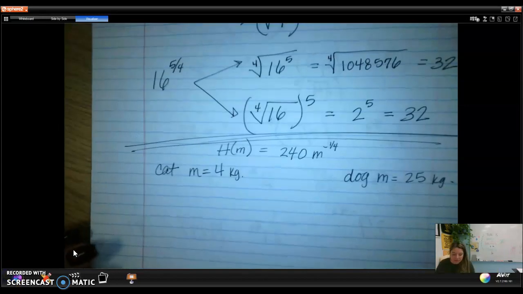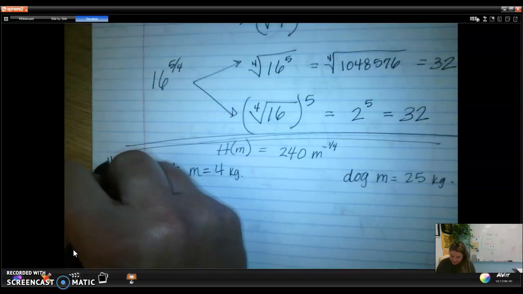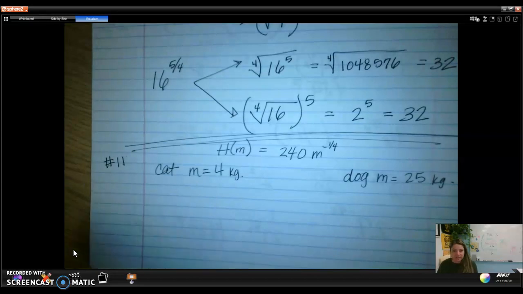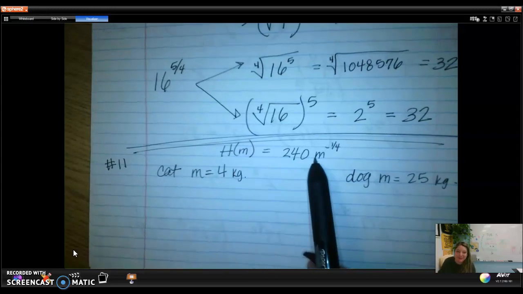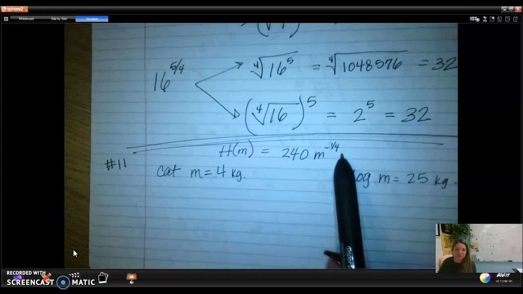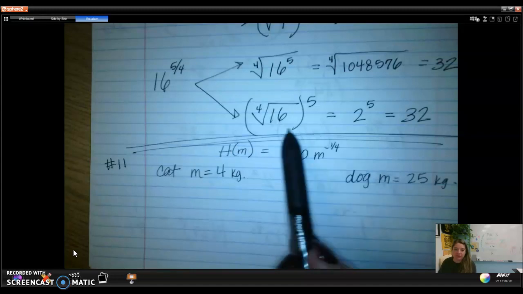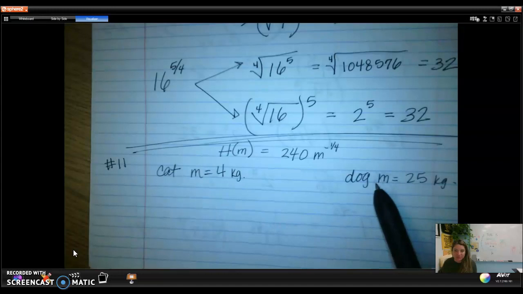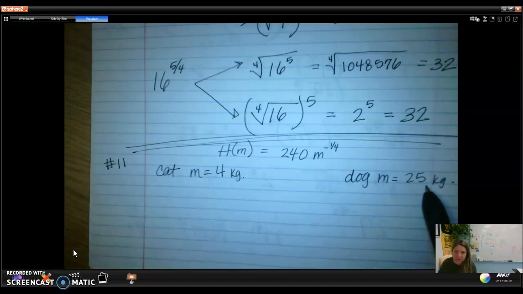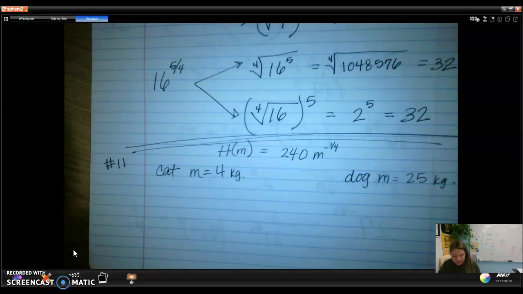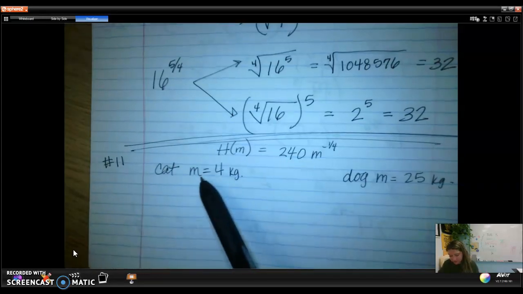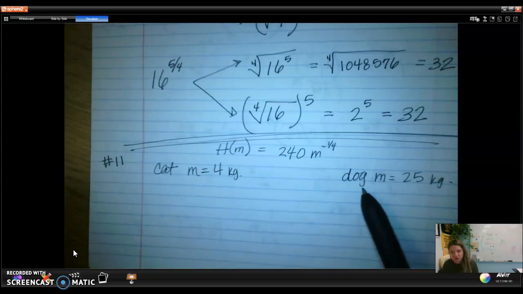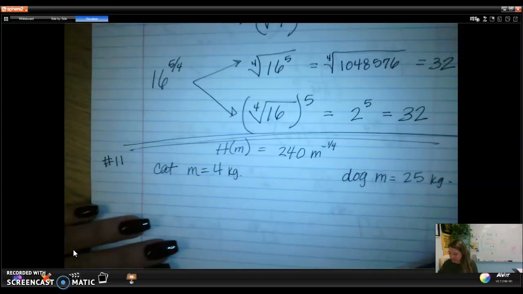All right, the next thing that I wanted to go over with you was number 11, and this should help you get started on number 13, okay? So they give us a formula for the resting heart rate of animals. So it's generally what their resting heart rate would be. For a cat that has a mass of 4 kilograms and a dog that has a mass of 25 kilograms, we want to know how many times faster is the heart rate of a cat than the dog. Okay, so how many times faster? That's what we're looking for.